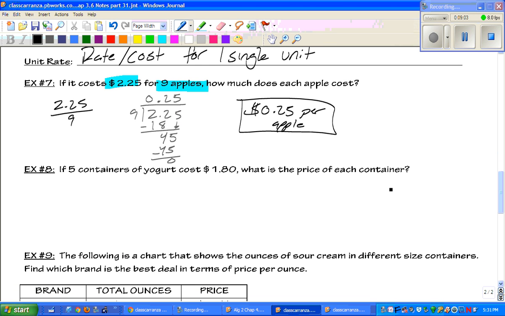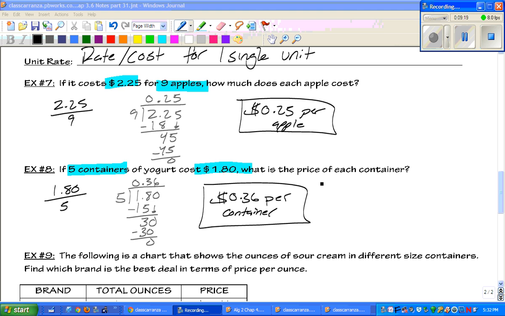All right, let's see if you guys can set up number 8. We're talking about 5 containers of yogurt for $1.80. Go ahead and pause the video and see how you do. Okay, when you divide all of that out, you should get 36 cents per container.